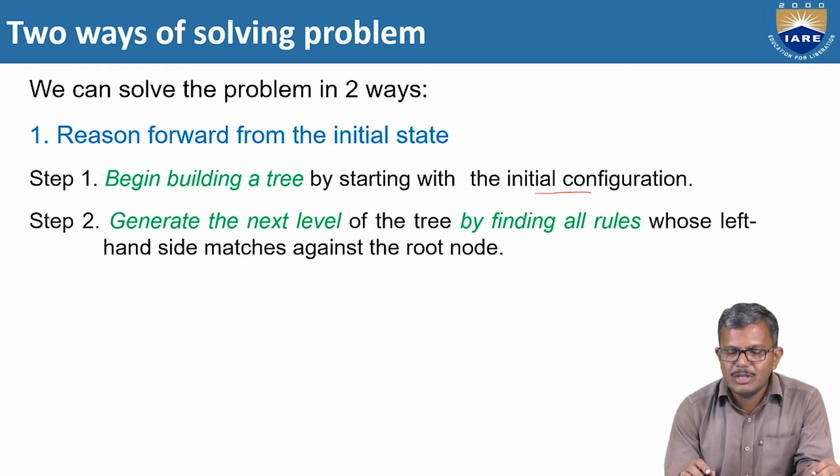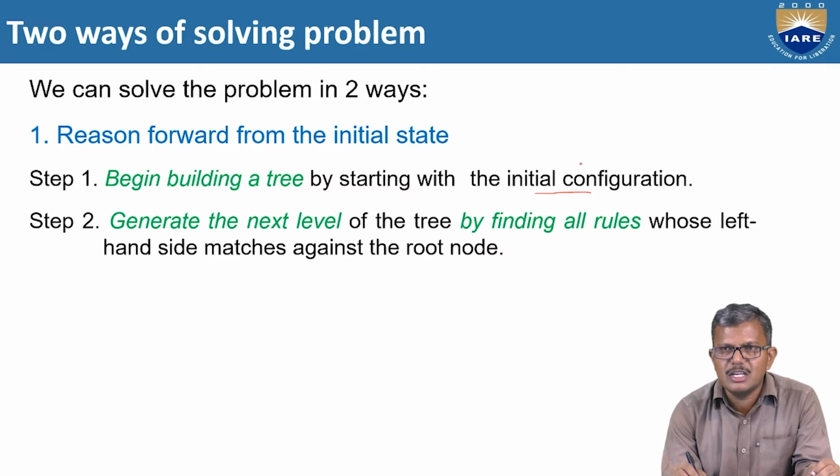So what will be our initial state? Remember, this initial state will always be the root of the tree. Here, initially we identify one particular thing, which is called the root. This is the root. In the first step, we have identified the initial configuration, meaning where we are starting. Obviously, we start from the initial state, because it is forward reasoning. So I am considering that initial configuration as the root.